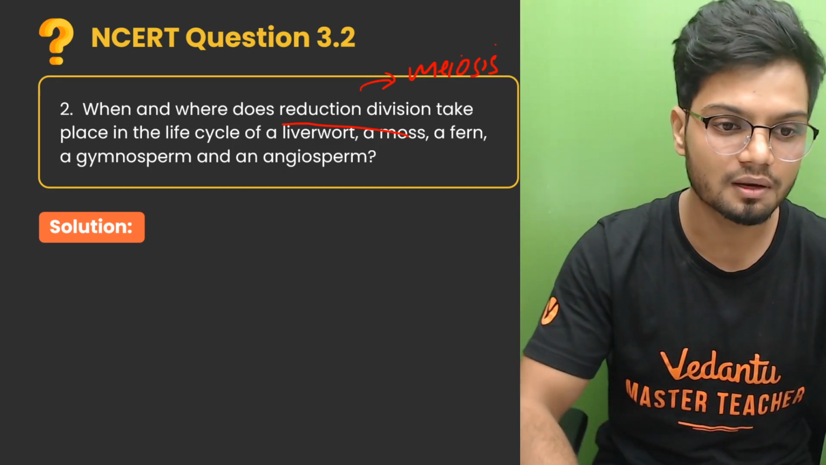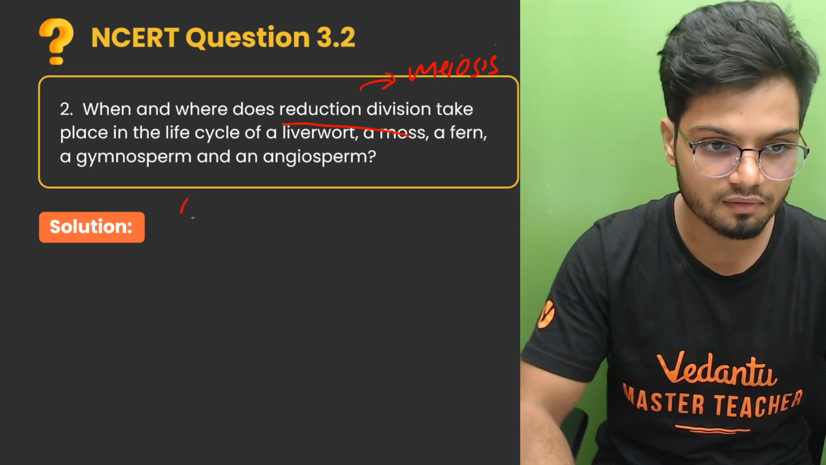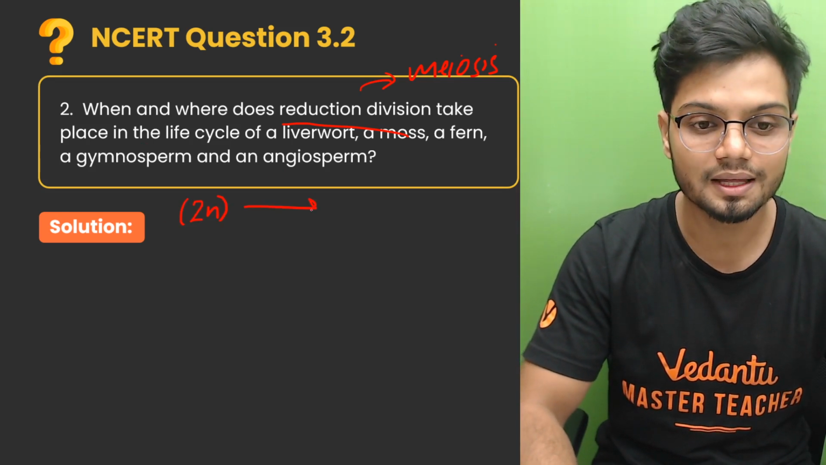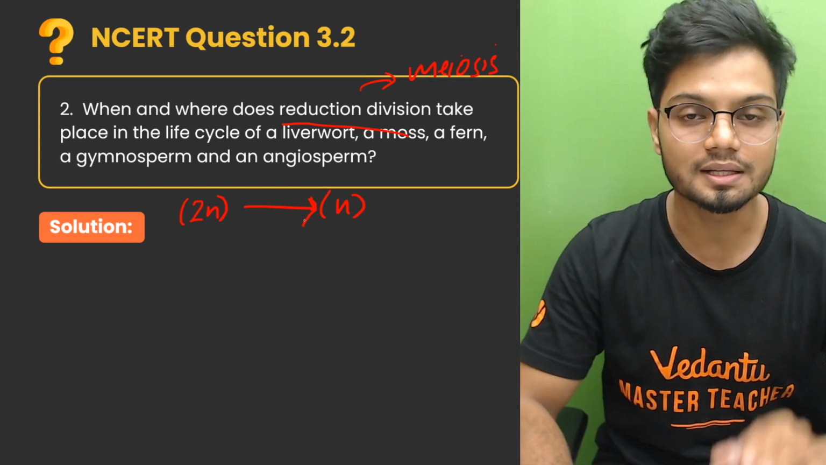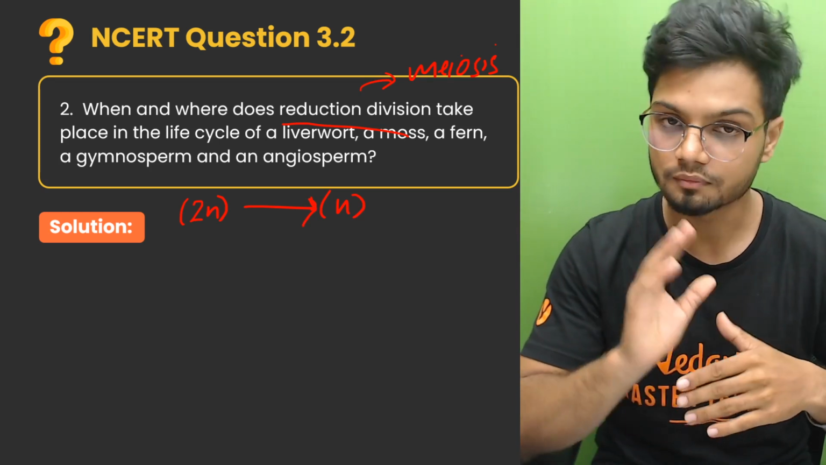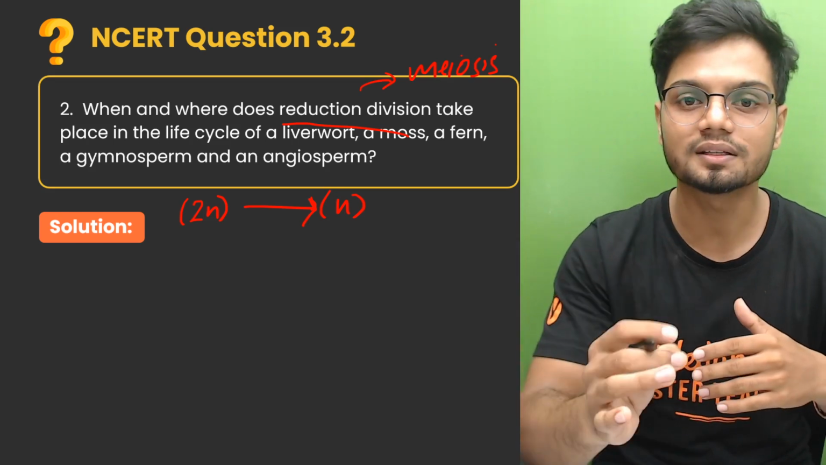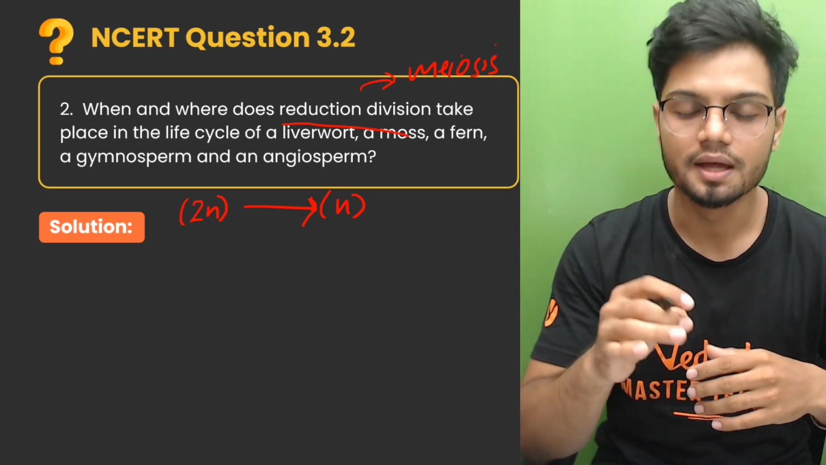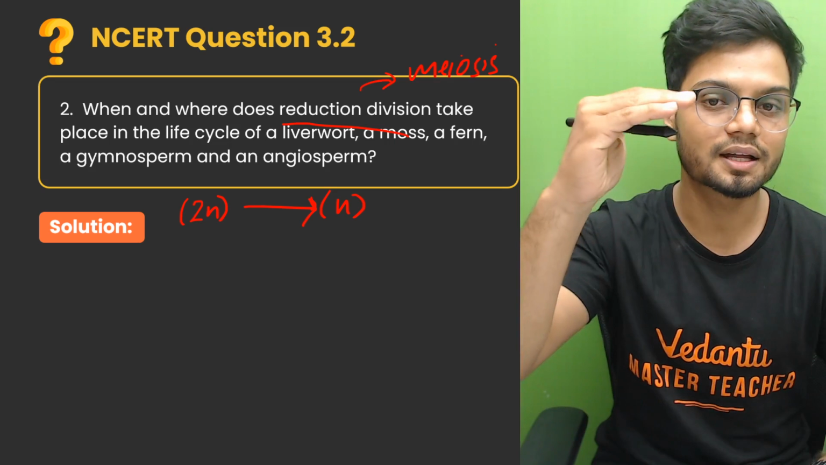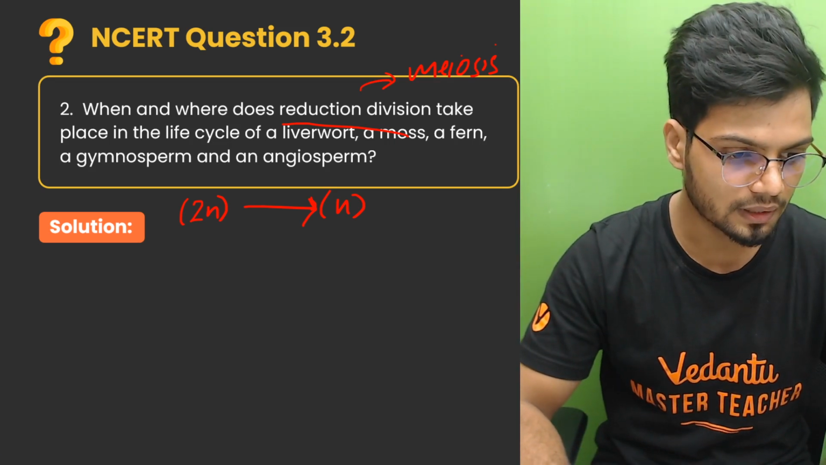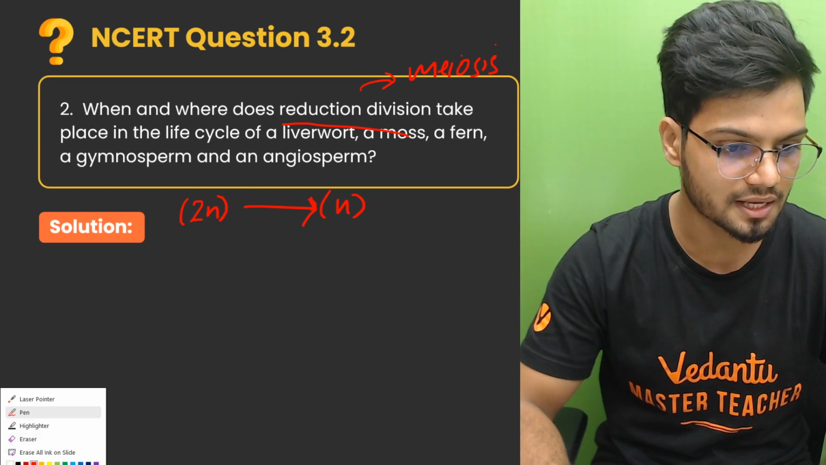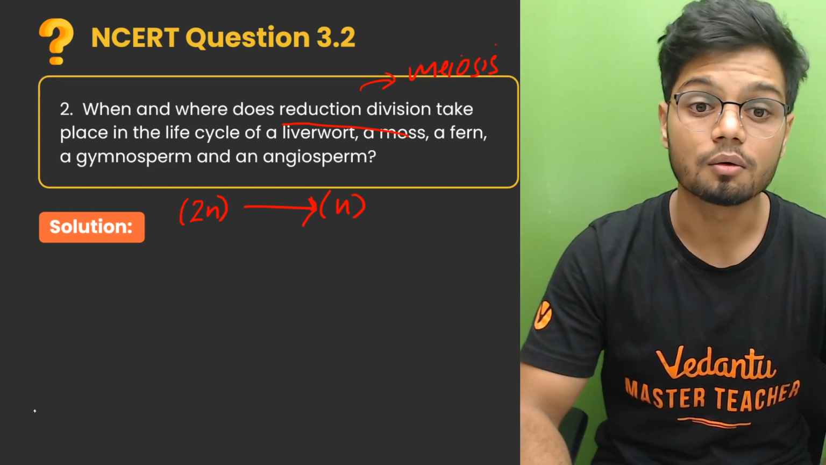Whenever meiosis takes place, there is a change in ploidy level, a reduction in the ploidy, that is, diploid to haploid. Very important to note. In every case we will be discussing today, there is a reduction from the diploid to the haploid. Now let's understand what exactly happens in the case of liverworts and mosses.